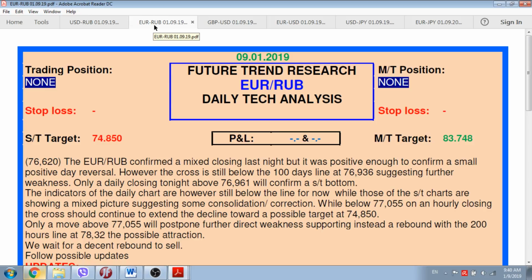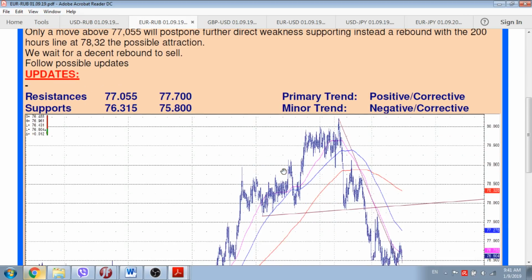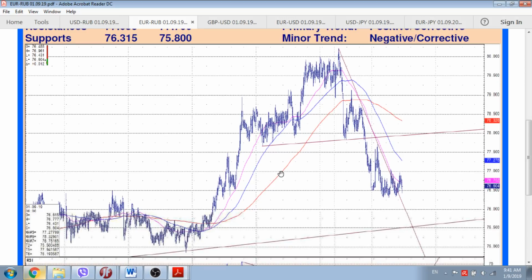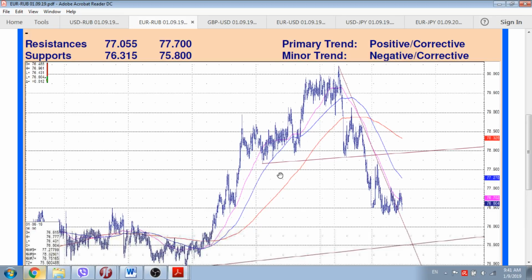Euro ruble confirmed a mixed closing last night, but it was positive enough to confirm a small positive day reversal. However, the cross is still below the 100 days line, located at 76.93.6, suggesting further weakness. Only a daily closing tonight above 76.96.1 will confirm a short-term bottom.